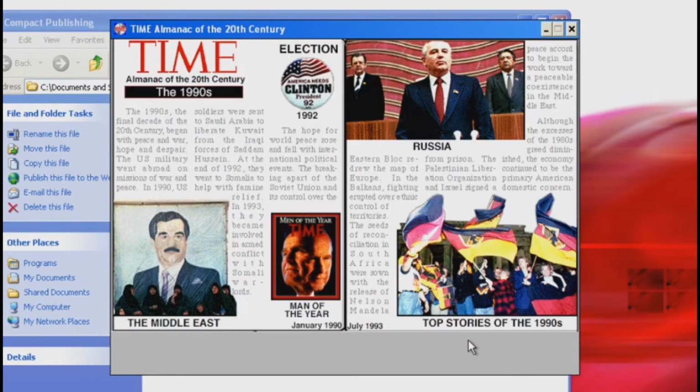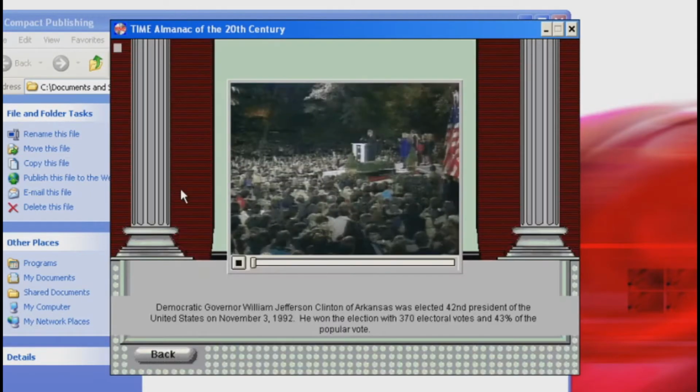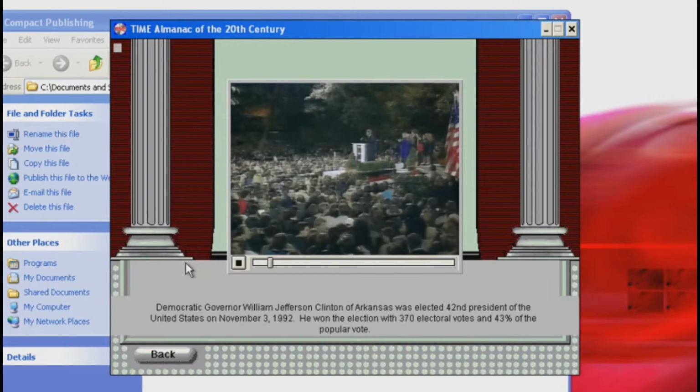Of course, with this software being released in 1995, it can only go so far. So the 1992 election was the newest election at that time.